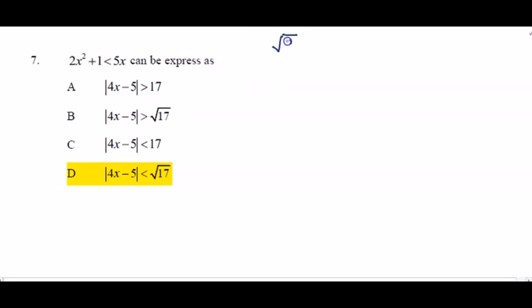Okay, for question 7, before we start this question, just want to remind you that a square root of a squared can be represented by the absolute value of a. All right, these two are the same.